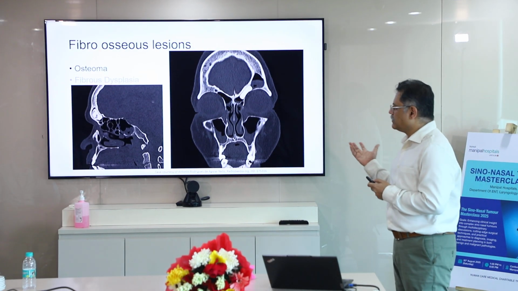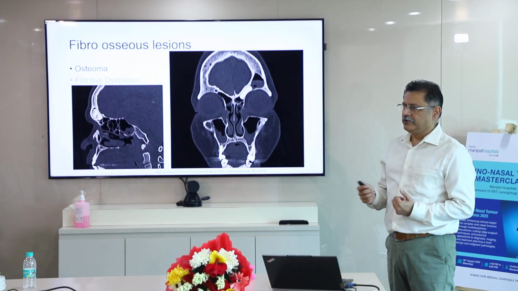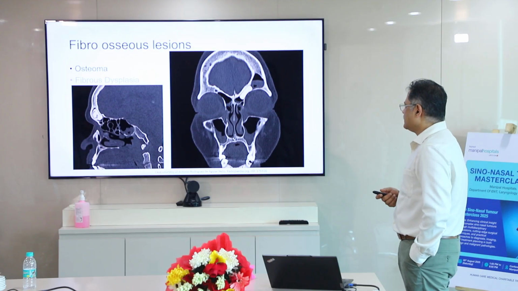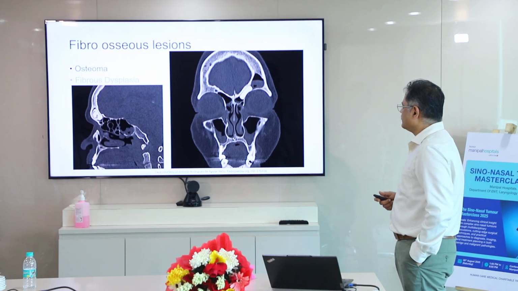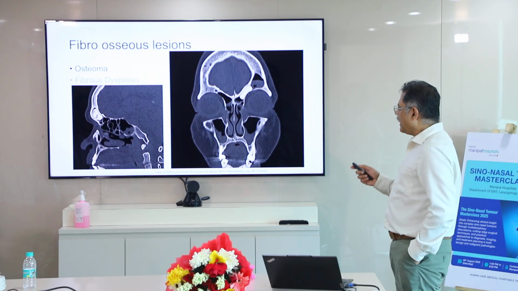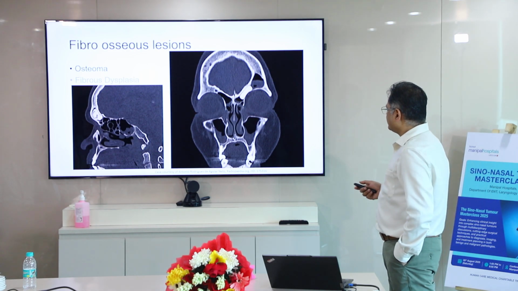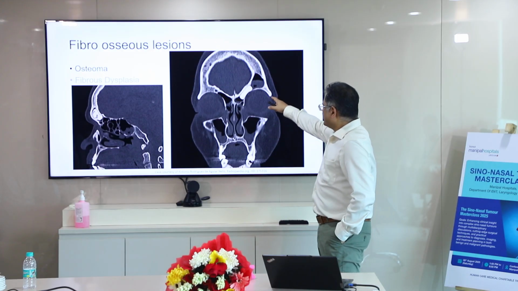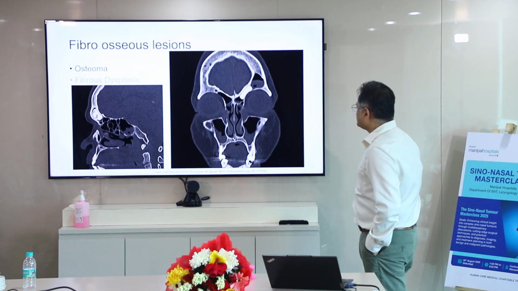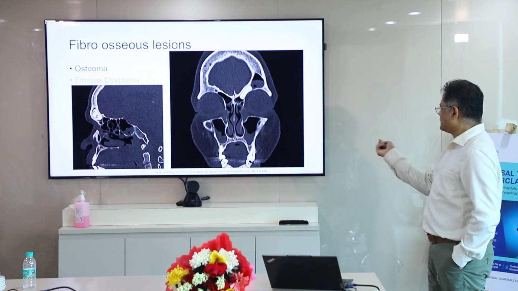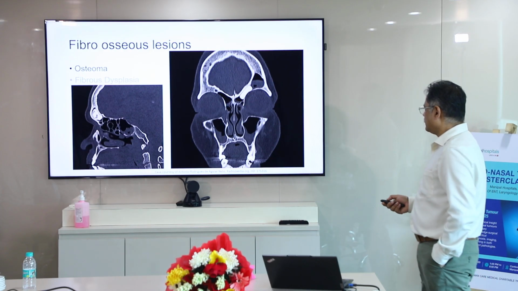Fibro-osseous lesions, I've just included these because they are very common. In the frontoethmoid region, especially frontal sinus osteomas are fairly common that you encounter. And here you see the classical lesion. And in fact, in this cut, you can see the retained secretions above the same. This is the same patient.